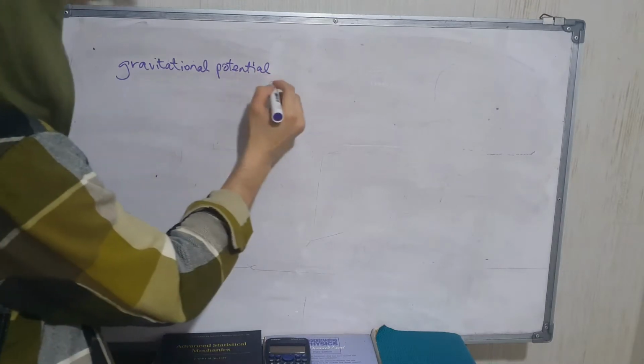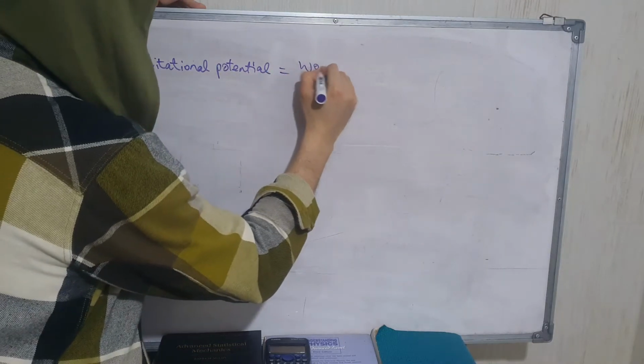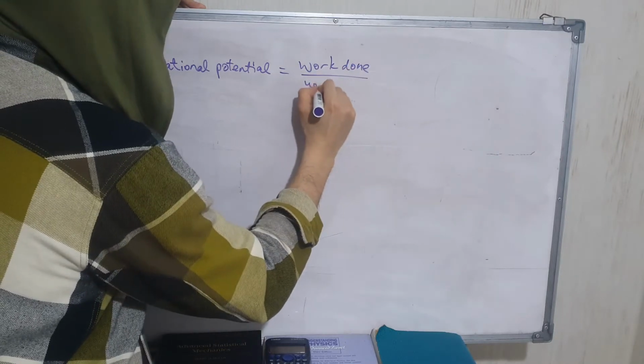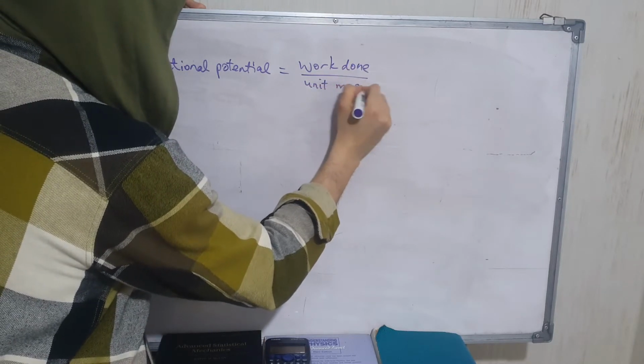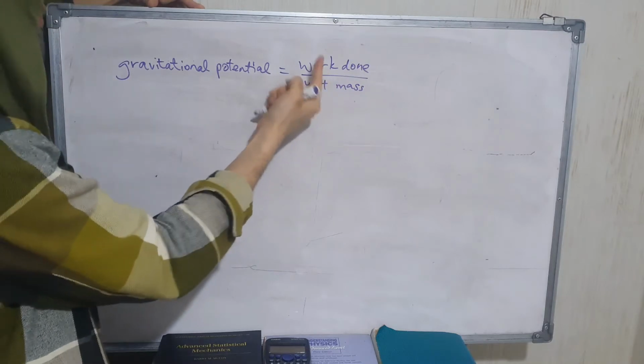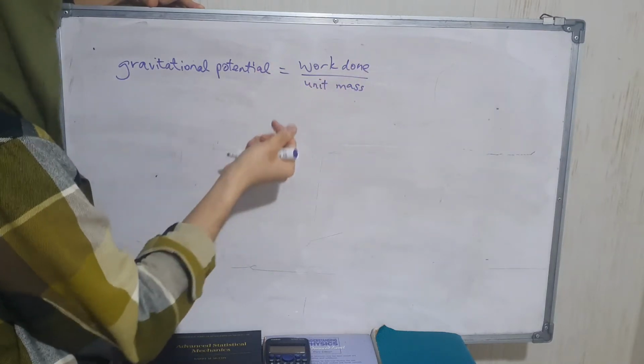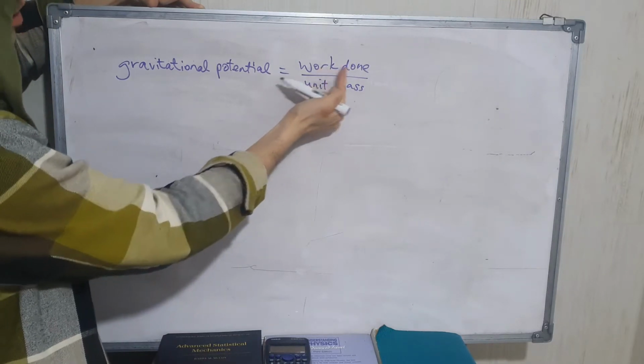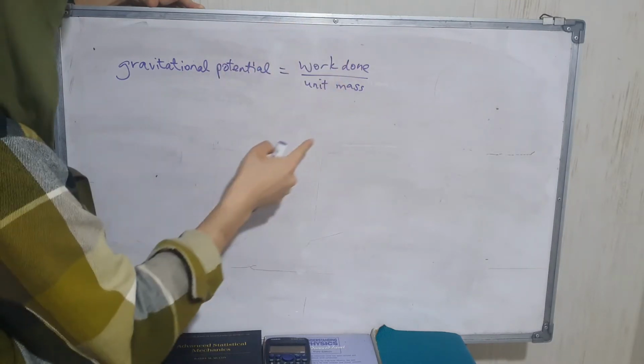And that was equal to work done per unit mass. So we want to work out work done. Work done is quite similar to energy. The units are the same, and that is joules, isn't it?